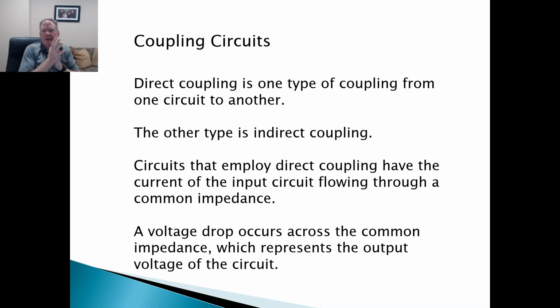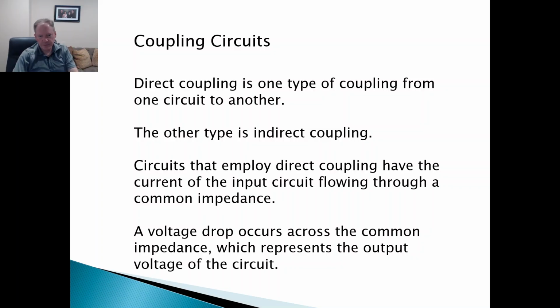Now, when we work with circuits, we can couple our circuits. So now we're going to talk about filtering and coupling. And direct coupling is one type of coupling from one circuit to another. The other type is indirect. Now, circuits that employ direct coupling have the current of the input circuit flowing through a common impedance. So remember, impedance is Z, and then resistance is R, and then the reactance is the imaginary, or J. All right, so a voltage drop occurs across the common impedance, which represents the output voltage of the circuit.